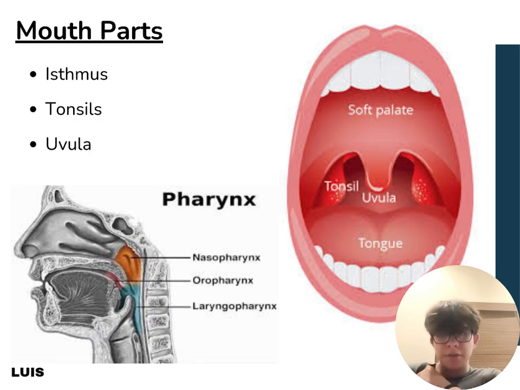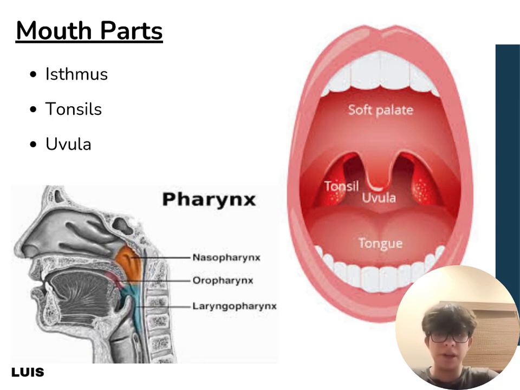Inside the pharynx we can find the tonsils, which help to fight infections of microbes, and the uvula, which is a small structure at the back of the mouth that helps in speech and prevents food from entering the nasal cavity.